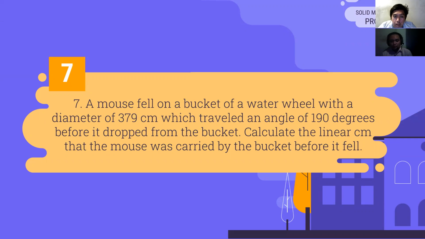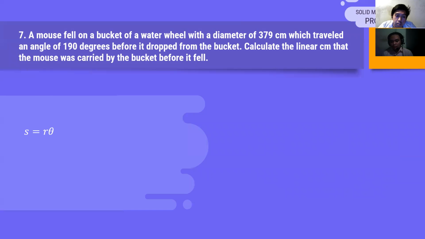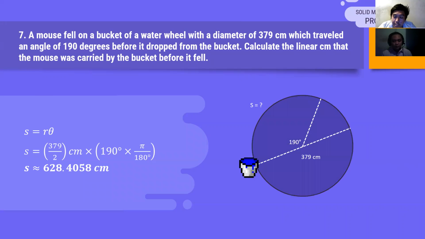Question number 7. A mouse fell on a bucket of a water wheel with a diameter of 379 cm, which traveled an angle of 190 degrees before it dropped from the bucket. Calculate the linear distance in cm that the mouse was carried by the bucket before it fell. So we will first identify what is indicated by the problem. At first, the mouse is dropped in a bucket, as seen in the figure, and then the water wheel moved 190 degrees.